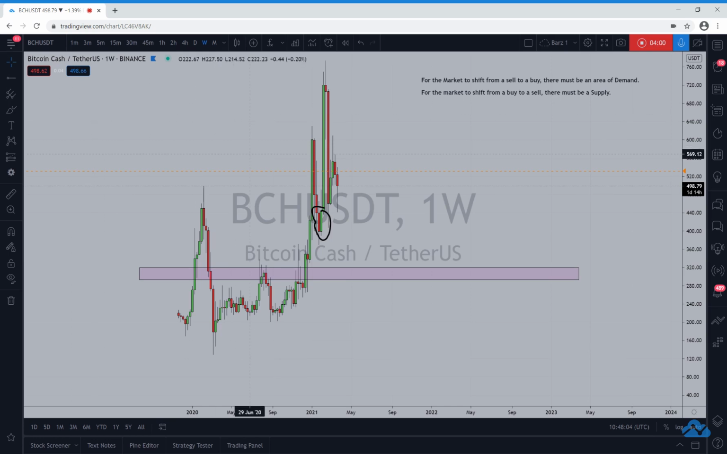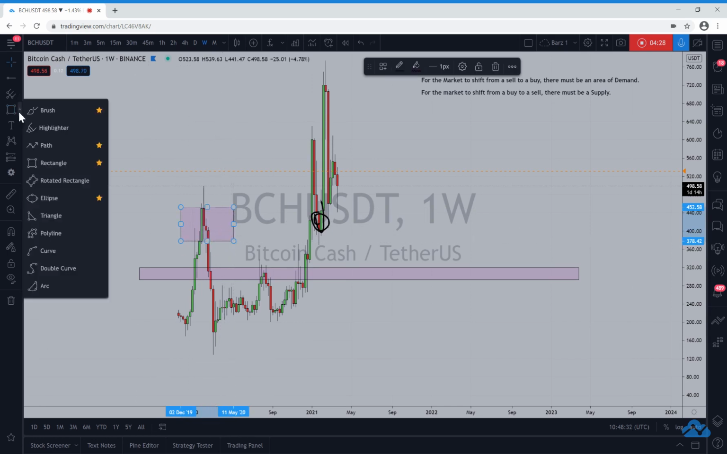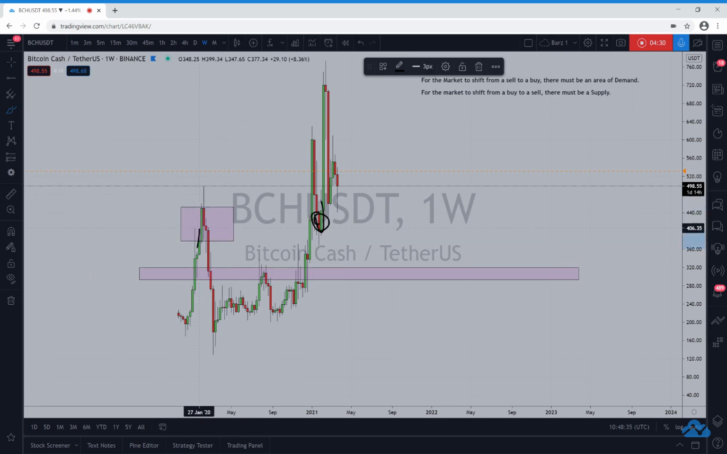So now that we know that for the market to shift from a sell to a buy, there must be an area of demand, let's look closely and first of all identify our sell to buy. Now for the market to stop and then start buying, this area right here needs to be an area of demand. And if we look back to this level right here, you'd see that the market shifted from a buy environment to a sell environment, right? And then we can now say this was our level of supply.